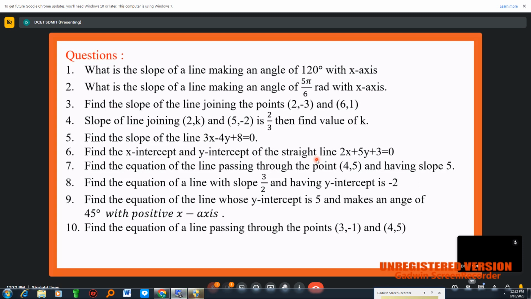So if the two lines are parallel, the slope will be the same. m1 is equal to m2.